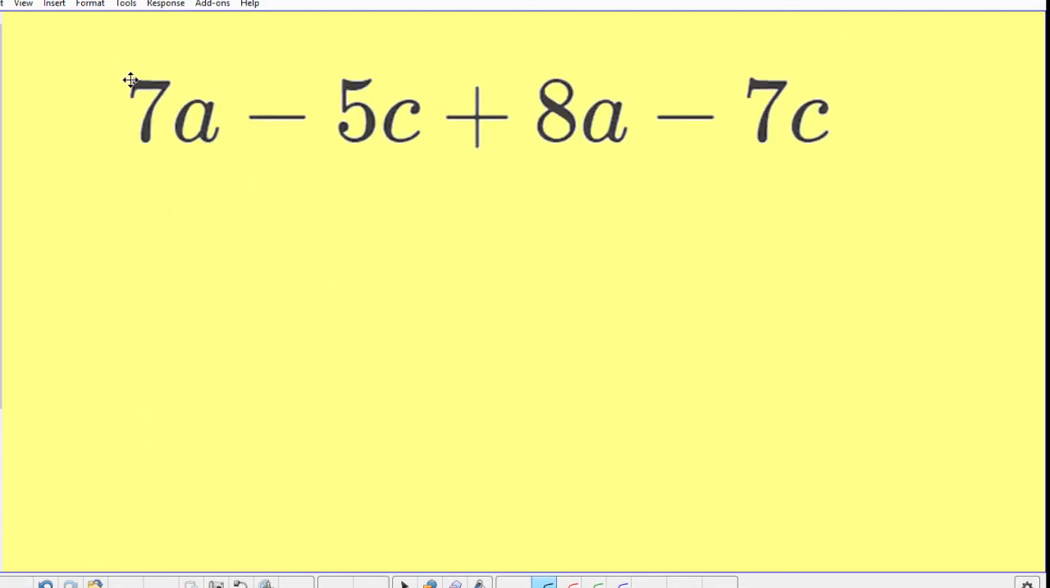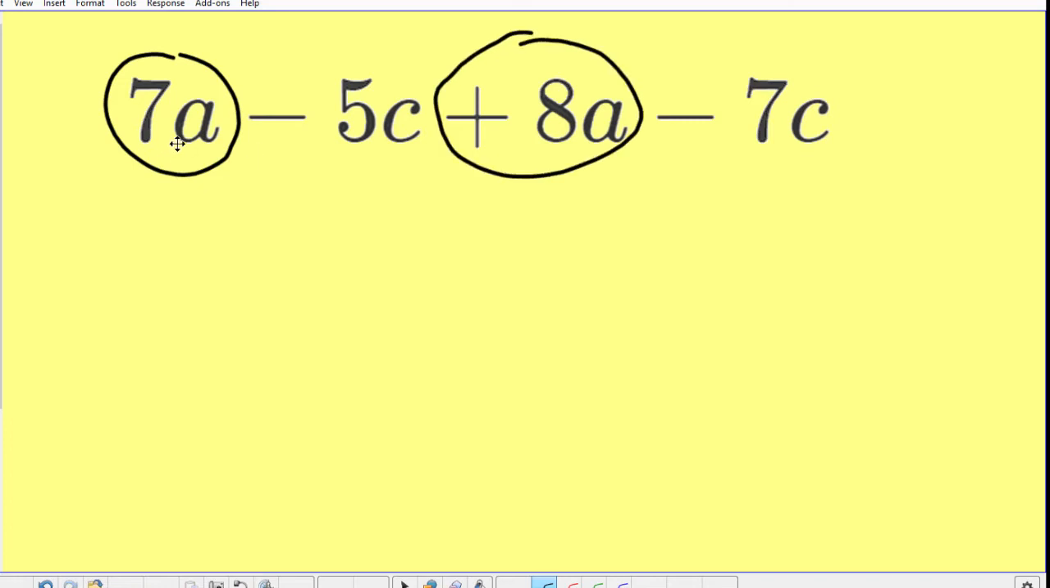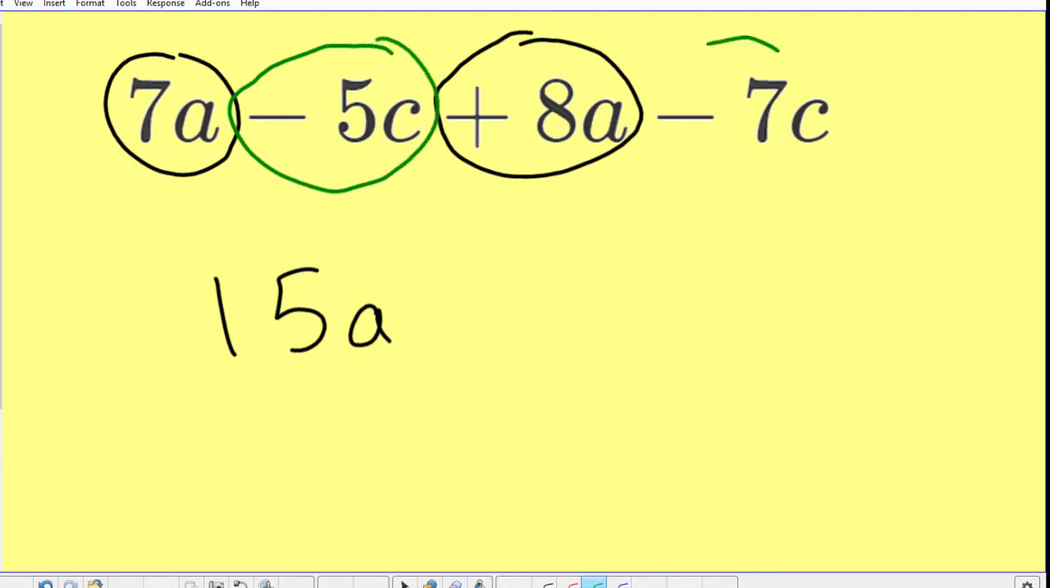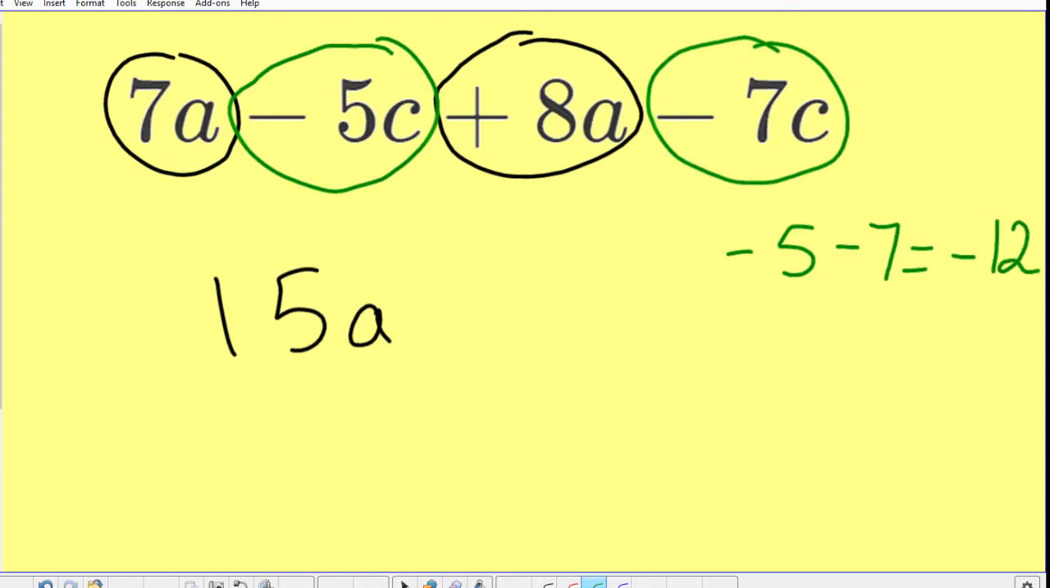Okay, we've got 7a plus 8a. So we're going to add those together again, and that's going to give us 15a. And we have negative 5c again. Take 7c. So negative 5, take 7. It's going to give us negative 12. And because it's a minus, it's going to be minus 12c.